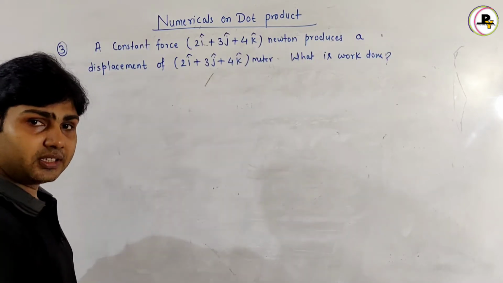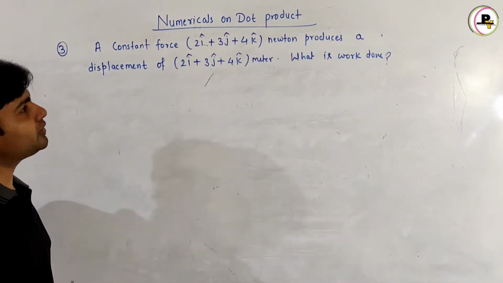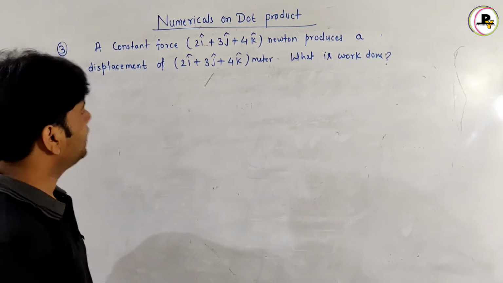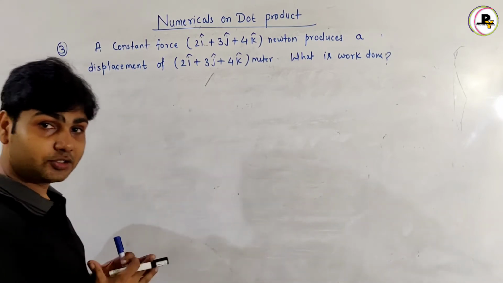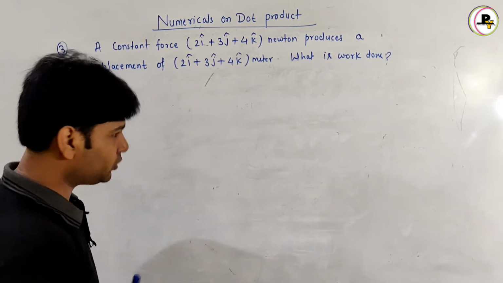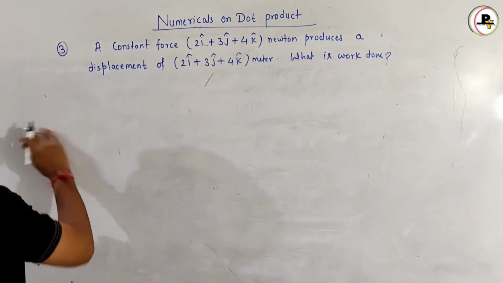So friends, question number 3 is: a constant force 2i cap plus 3j cap plus 4k cap Newton produces a displacement of 2i cap plus 3j cap plus 4k cap meter. What is the work done? So let's write the values given.